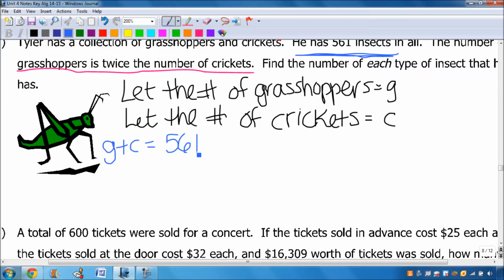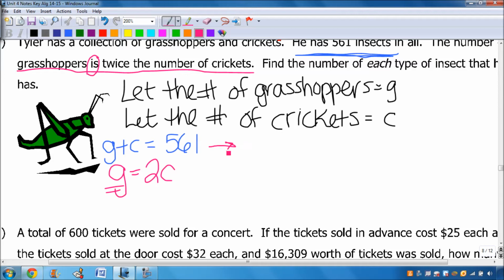So the number of grasshoppers is G, right? And then it says is, which means equals, twice the number of crickets. So I'm going to say take the number of crickets and multiply it by 2. Now that I've done that, I can either use substitution or elimination, or I could graph it out to see how I want to do this. I'm going to use substitution because this G is already by itself.